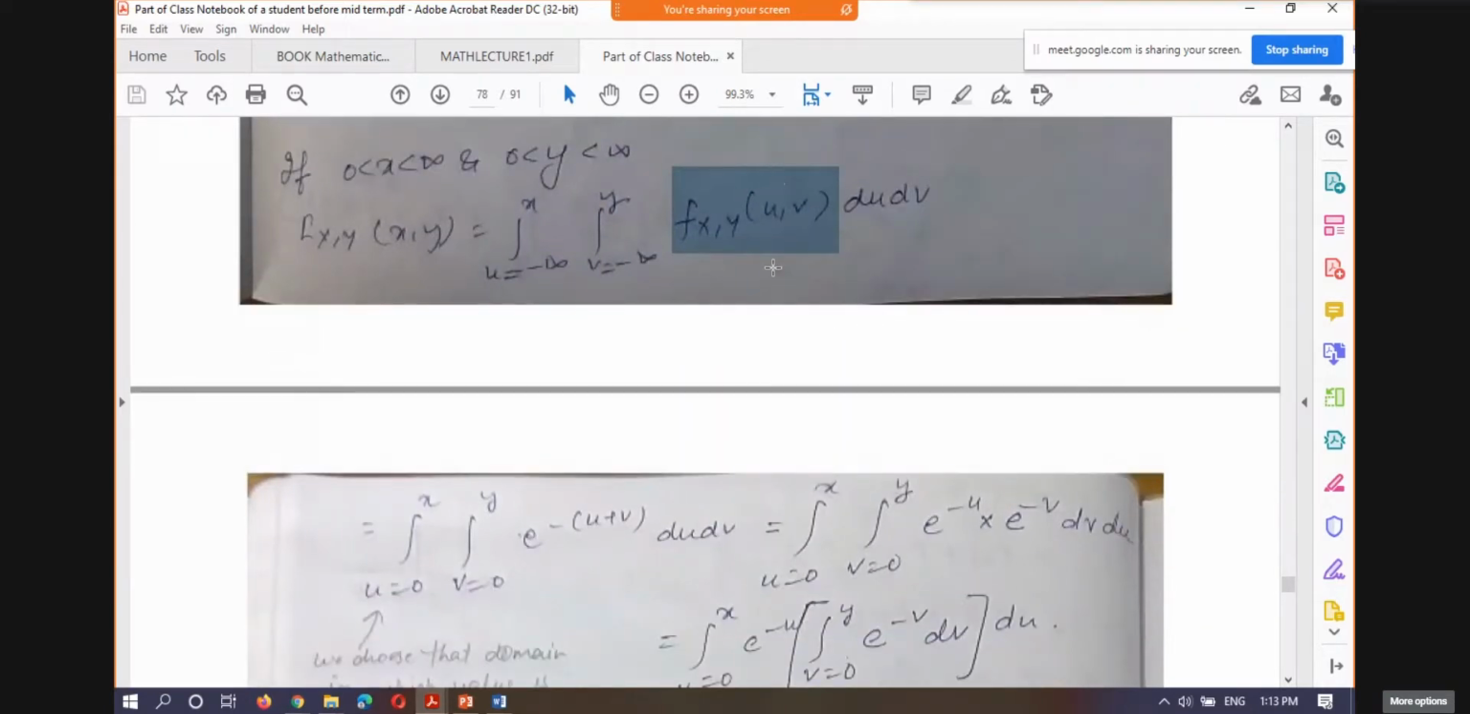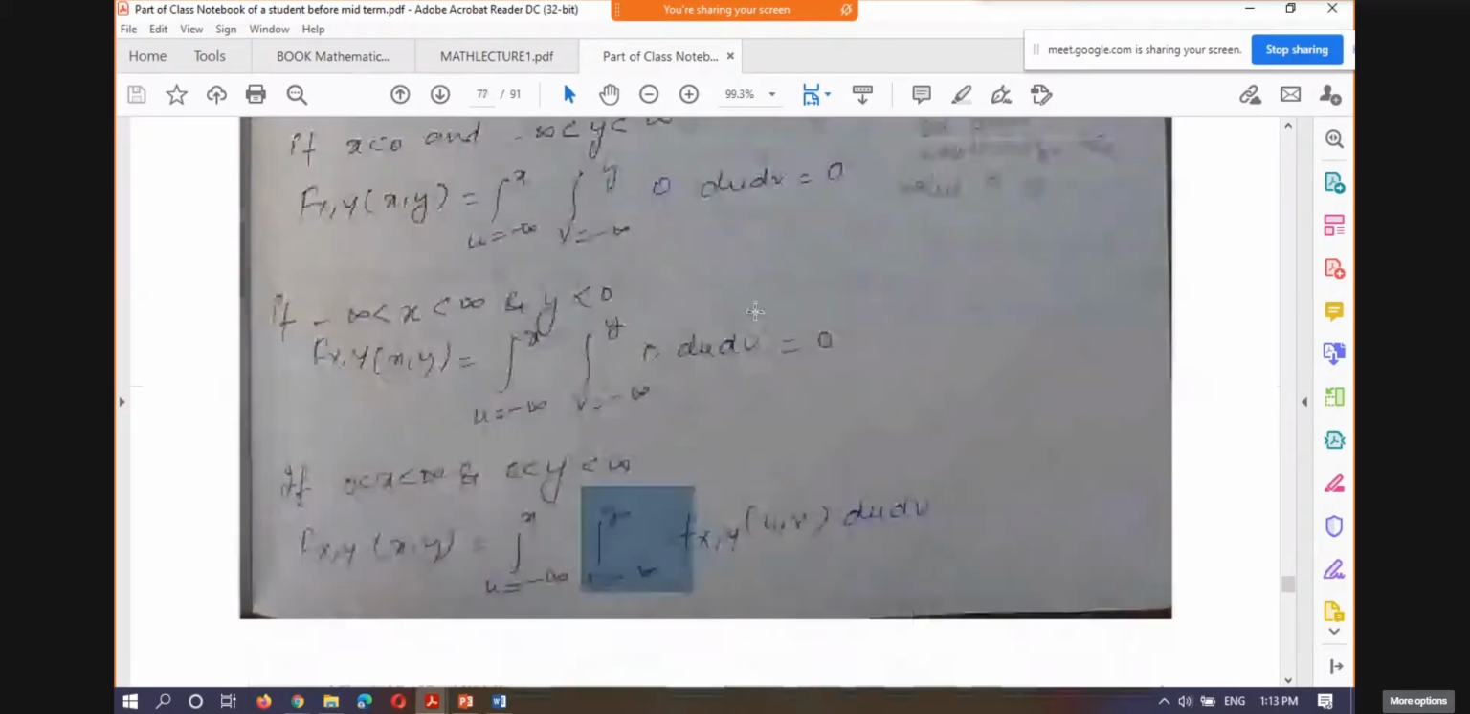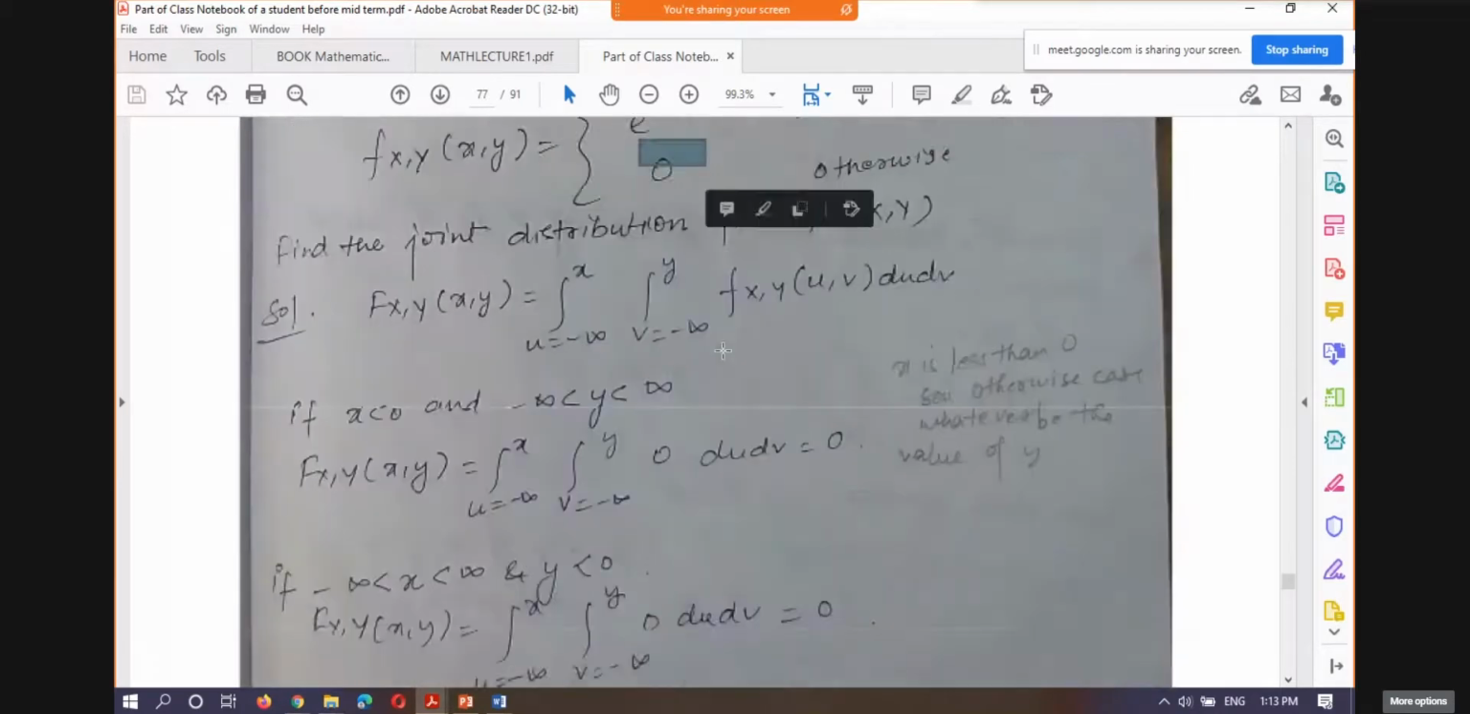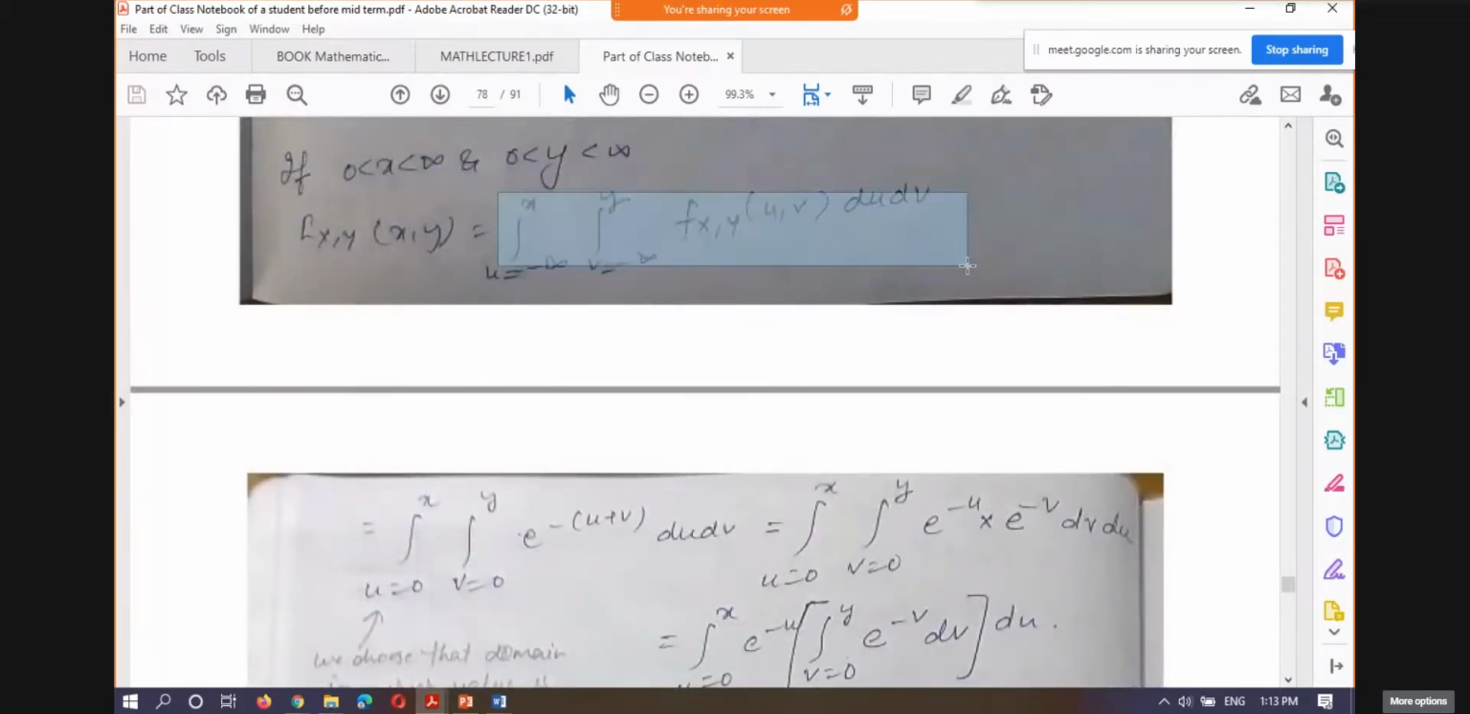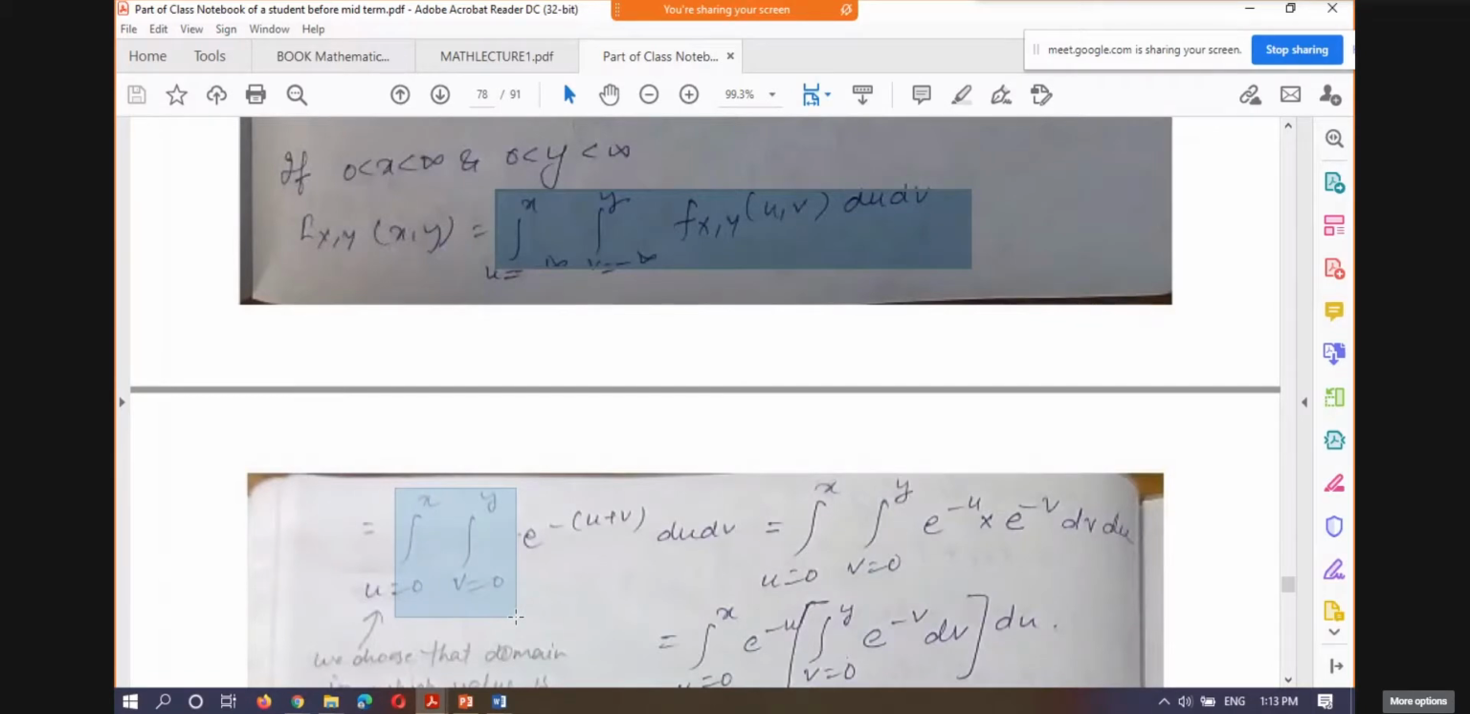But you know that the definition holds where x and y are greater than 0, but the limit of integration is from minus infinity to x. So this can be divided into two parts: minus infinity to 0 and then 0 to x. Similarly, this can be divided into minus infinity to 0 and 0 to y. But for the part from minus infinity to 0, again the definition of f(x,y) is 0. So this can be rewritten as u from 0 to x, and v from 0 to y.